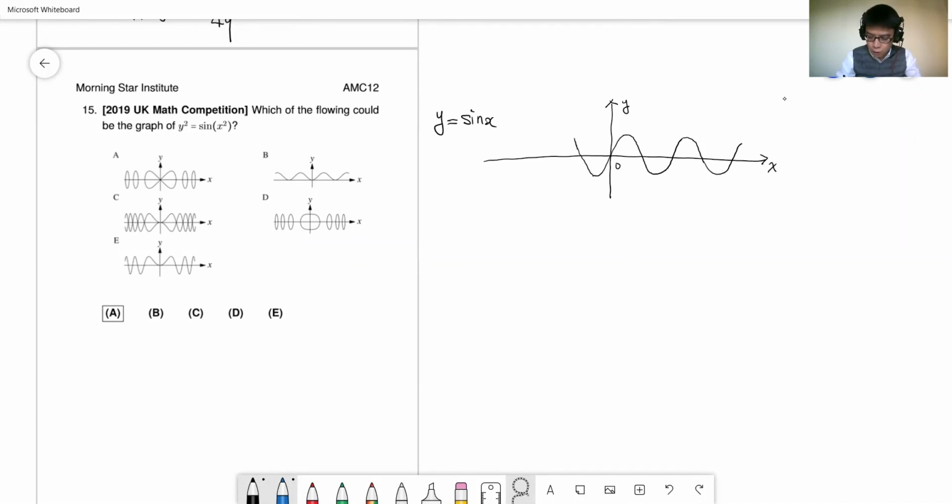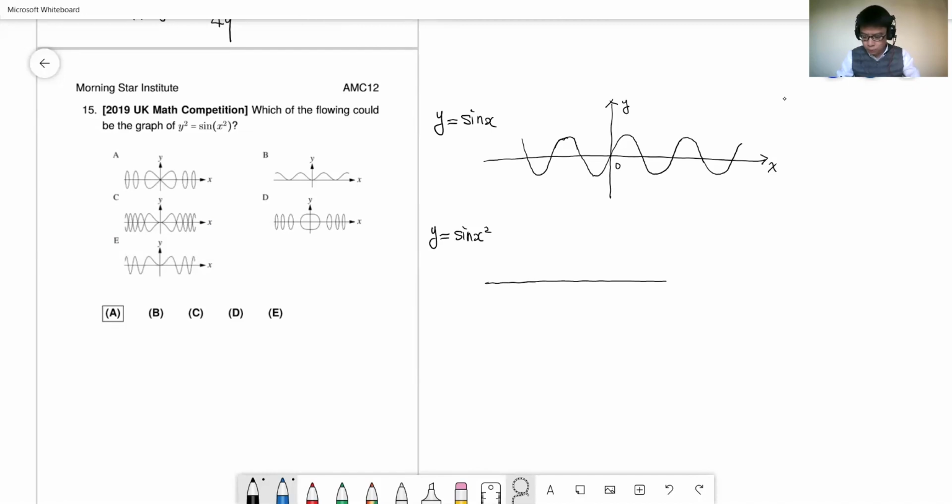And it's an odd function. It's symmetric with respect to the origin. Okay, this is sine x. And then we consider y equals sine x squared. Well, this time the function is symmetric. If you plug in x or negative x, the value is the same. So the function is an even function.